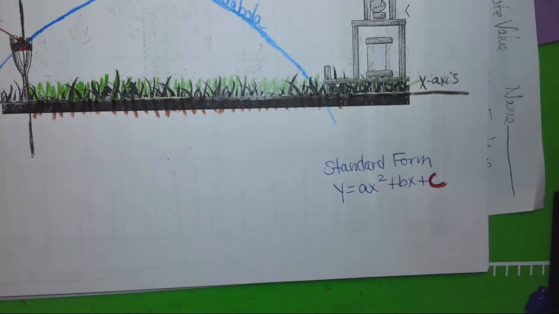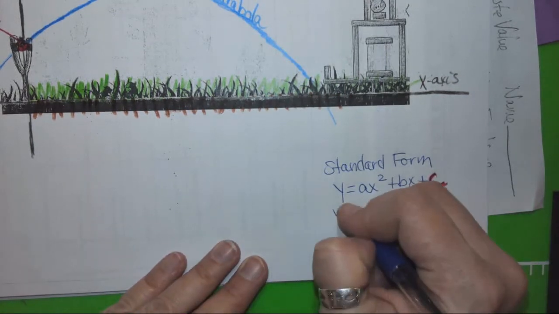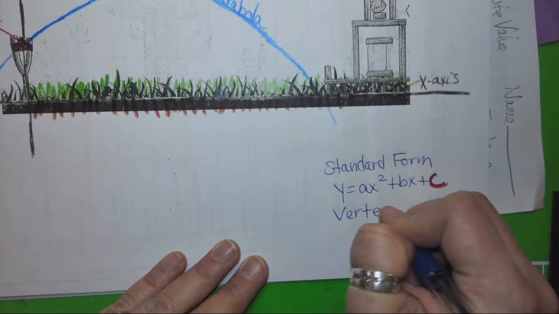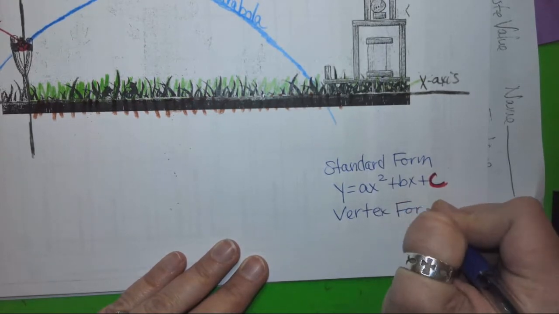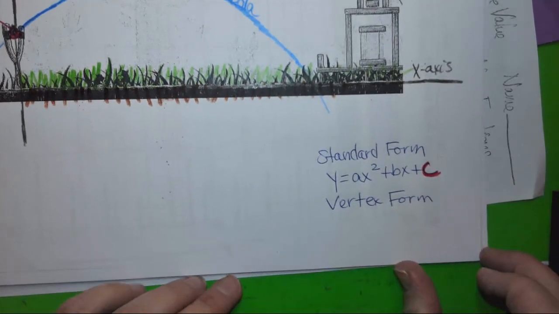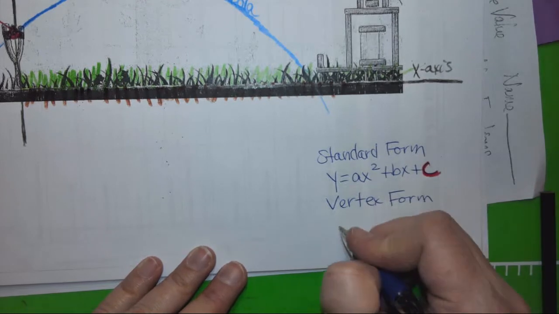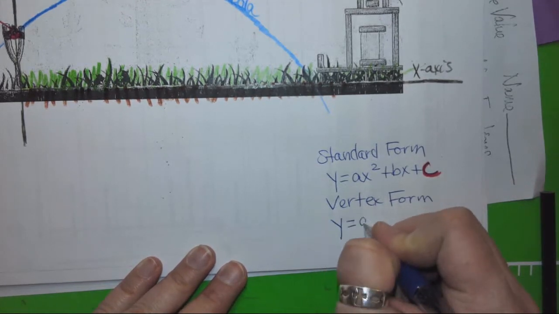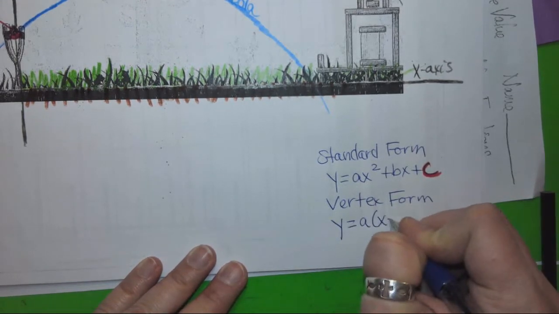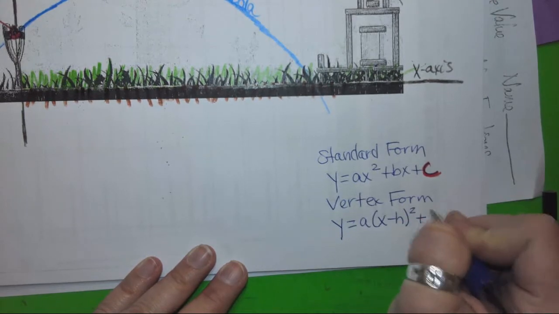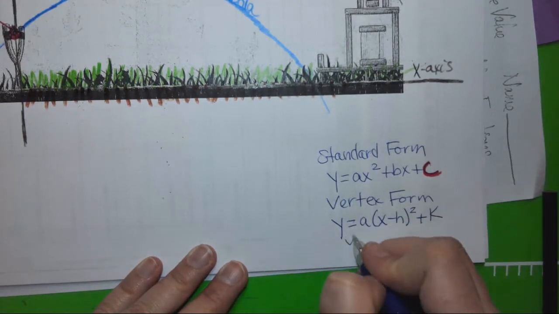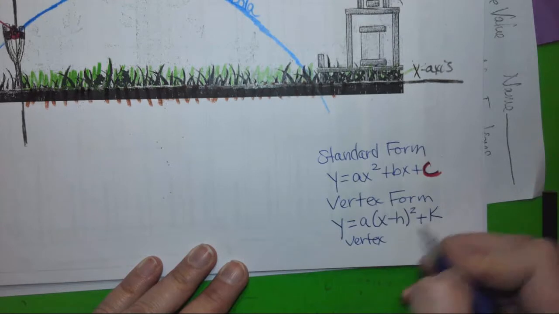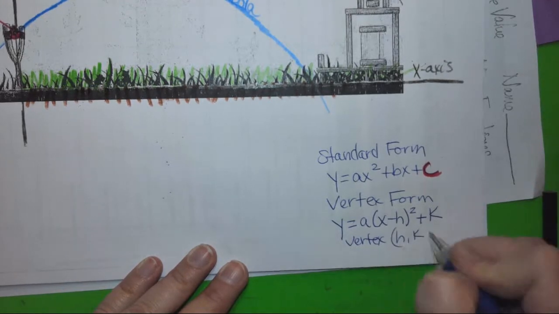Okay? The other thing we want to write underneath that is vertex form. Now you guys have played with vertex form, and we're going to do that a little bit with our exponential. And the vertex form is y equals a times (x minus h) squared plus k. And your vertex is (h, k).